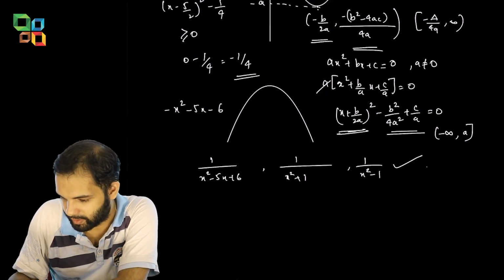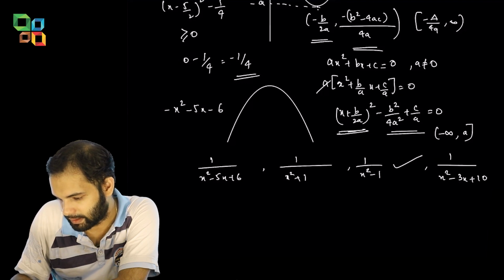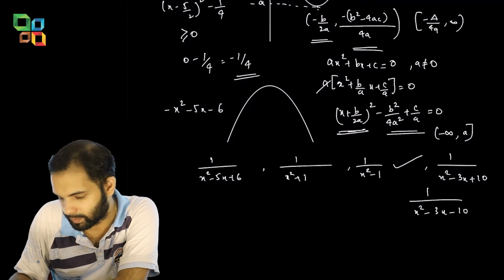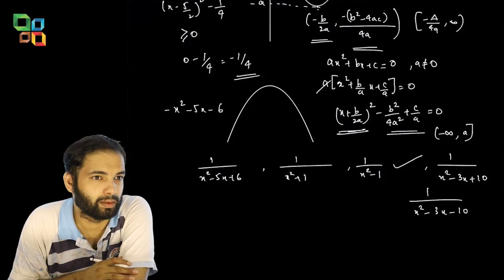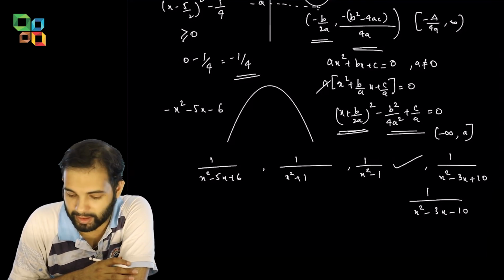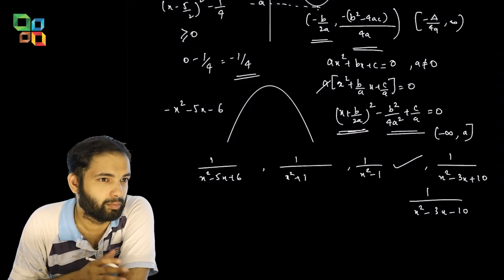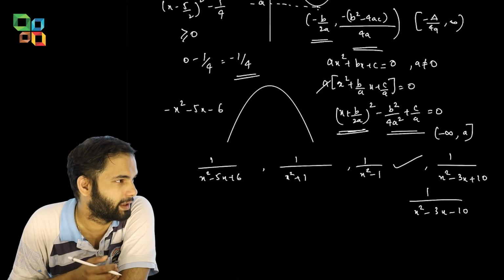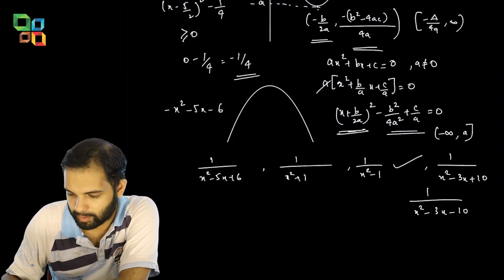And you can try a generic one. Why stop there? x square, say minus 3x plus 10 and 1 by x square minus 3x minus 10. Fine. Just for practice, you can try. Not so important, at least for 10 standard. You need to know how the quadratic equation behaves, but you need not figure out the range of 1 by a quadratic equation, right? Okay. Let's move on to some other functions.